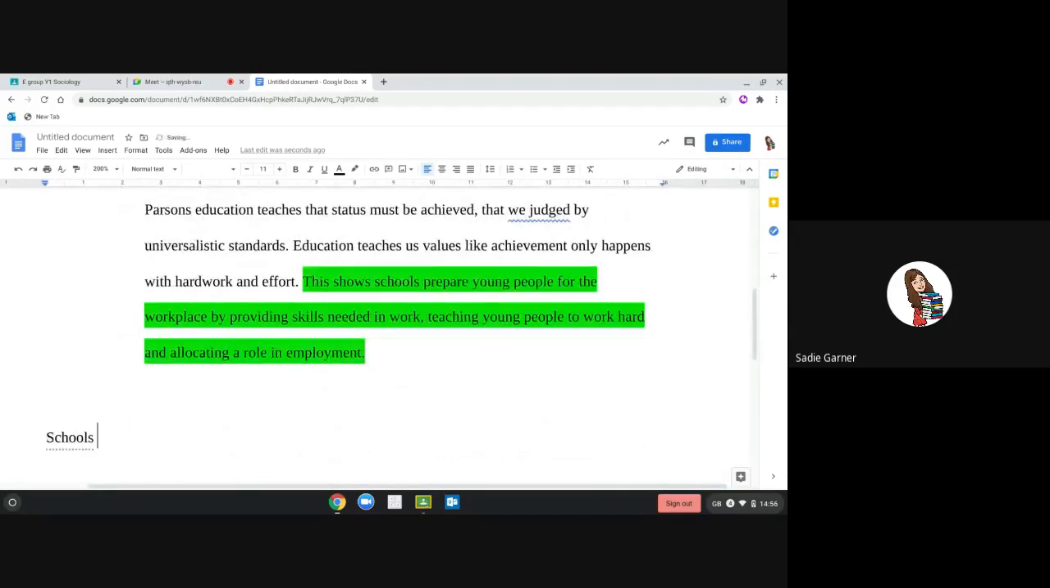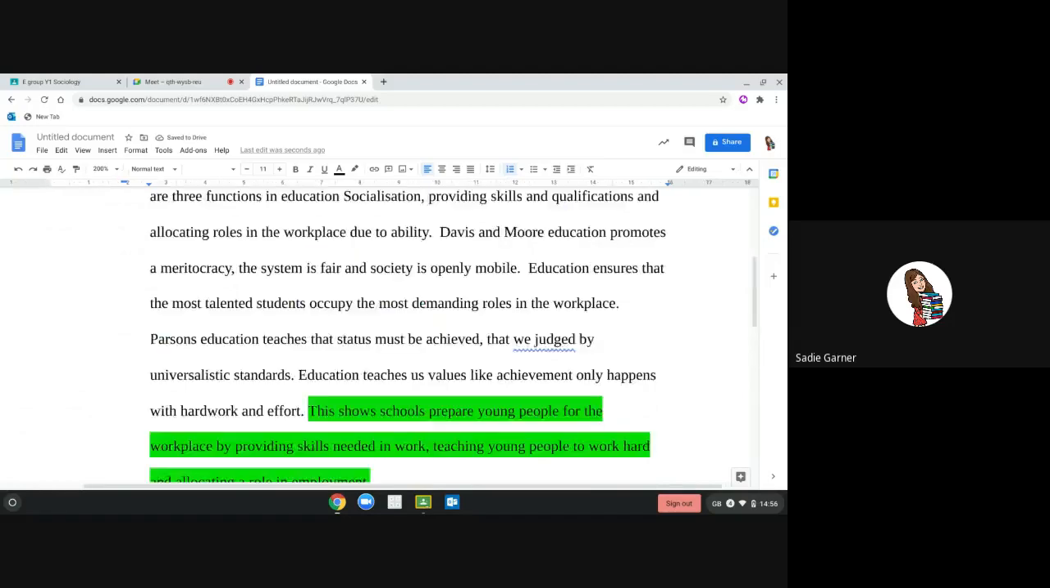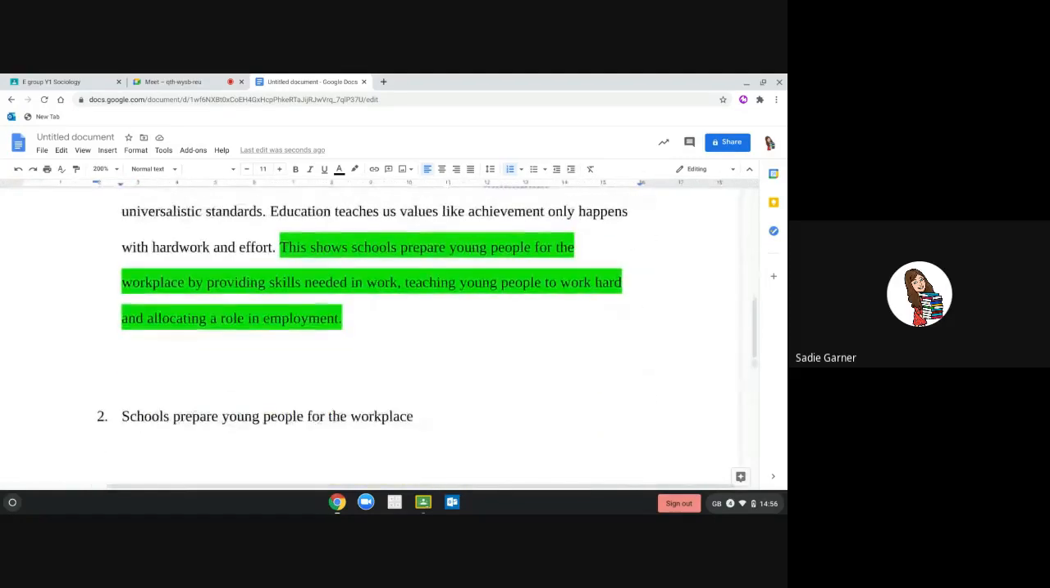This is paragraph two. Schools prepare young people for the workplace. Just check that's exactly the same phrasing. Schools prepare young people for the workplace by preparing them to be exploited. For Bowles and Gintis.